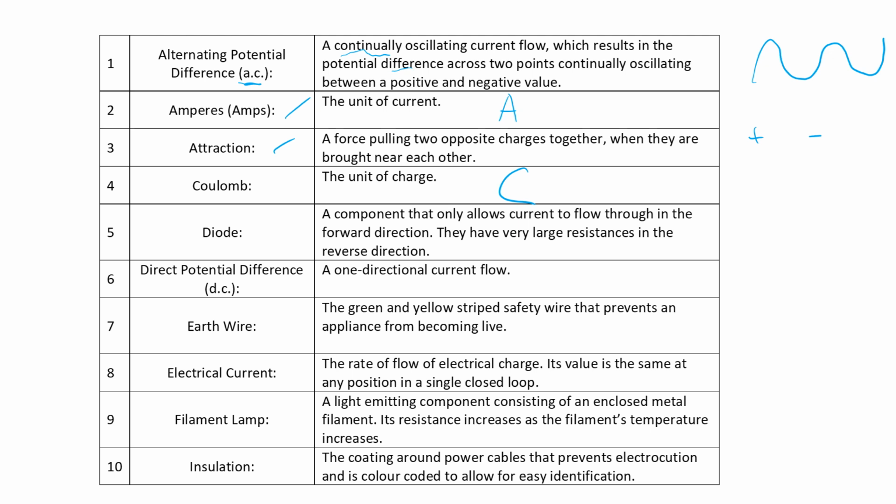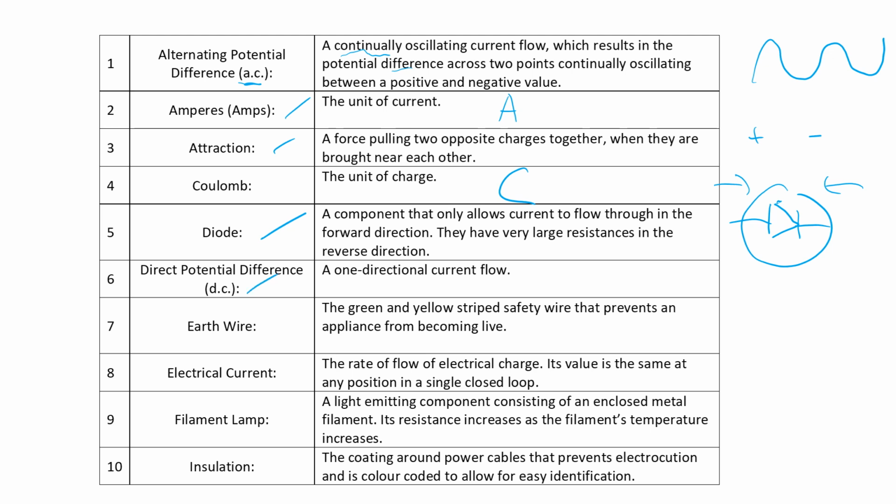A component that only allows current to flow through in the forward direction. It looks a bit like a triangle like that, with a circle around the outside of it. It has very large resistance in the reverse direction, so it allows electricity to go through that way, but it doesn't go that way: a diode. A one-directional current flow: DC, direct.